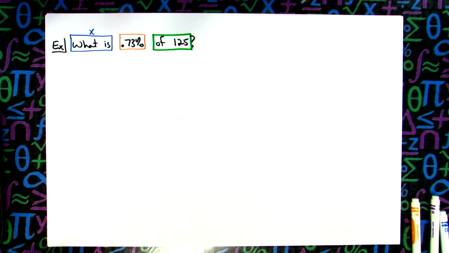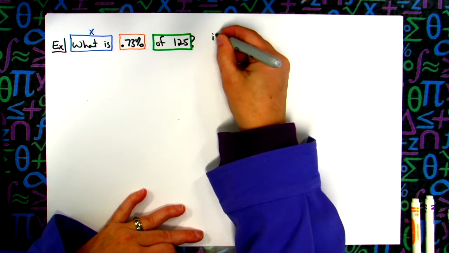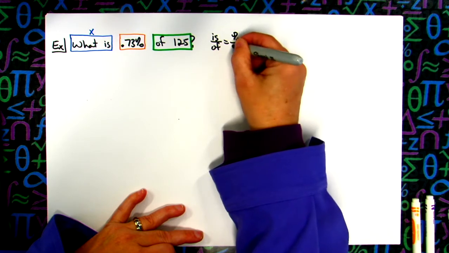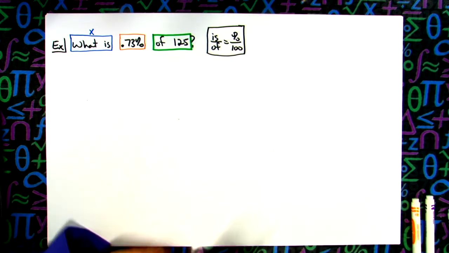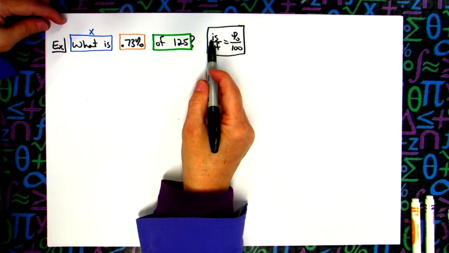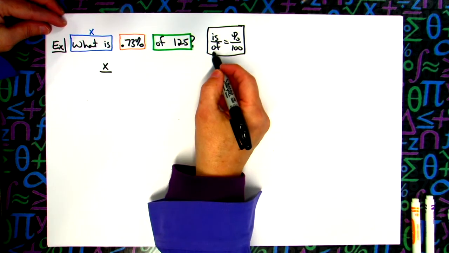All right. And then let's go ahead and write the formula down again right here. Is over of equals percent over 100, because that was on my other piece of paper. So let's write that down. Okay. So top left-hand corner is the is number. So what am I going to put in the top left-hand corner of my proportion? X. What is going to go in the bottom left-hand corner for of?